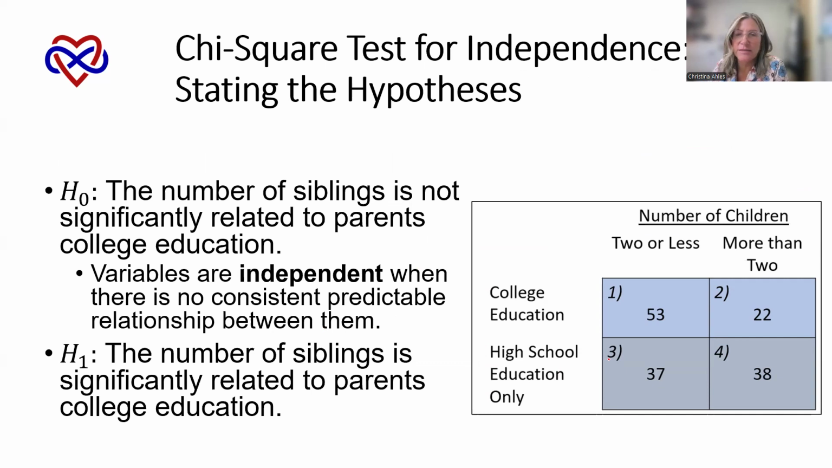So here's what our alternative hypothesis would look like. Basically, the number of siblings is significantly related to parents' college education. With a test for independence, if the null is true, which means there's nothing going on, that means the variables are independent and there's no predictable relationship between the 2 of them. That's really what test for independence means. In this case, our alternative hypothesis is that the number of siblings is related to parents' college education.